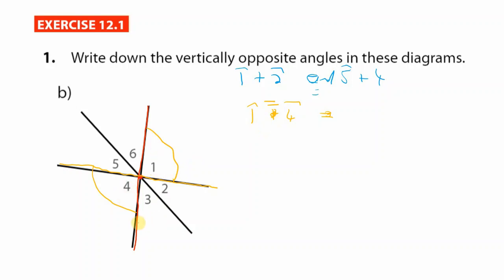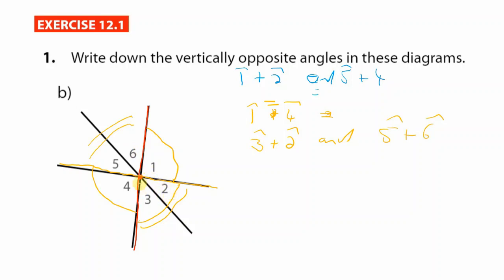We could also look at 3 and 2, yellow, red, yellow, red. So therefore 3 plus 2 and 5 plus 6, those angles are staring across each other.